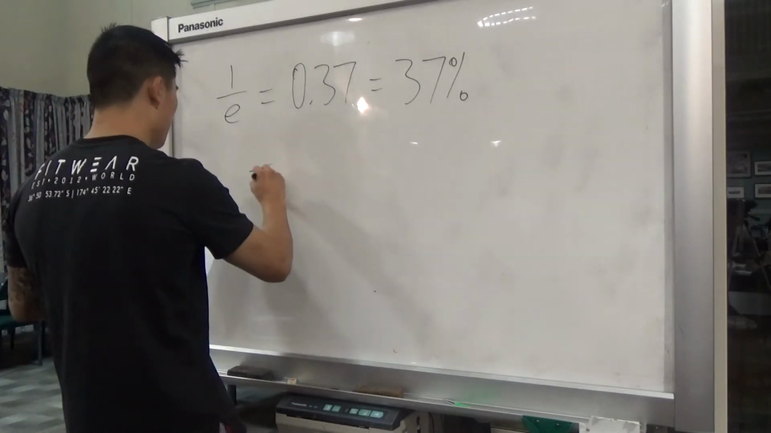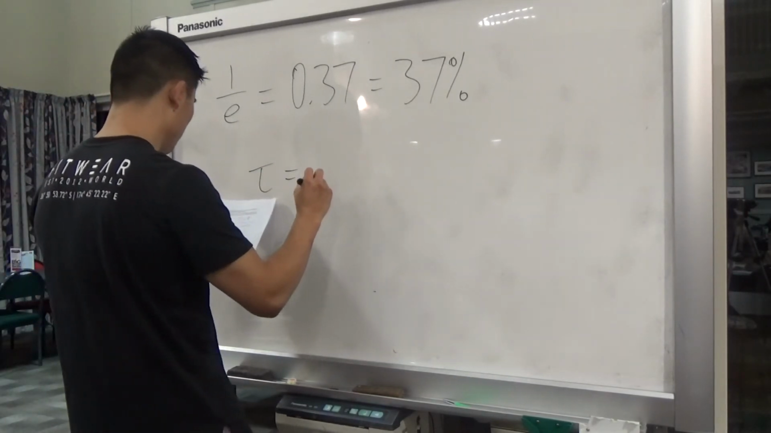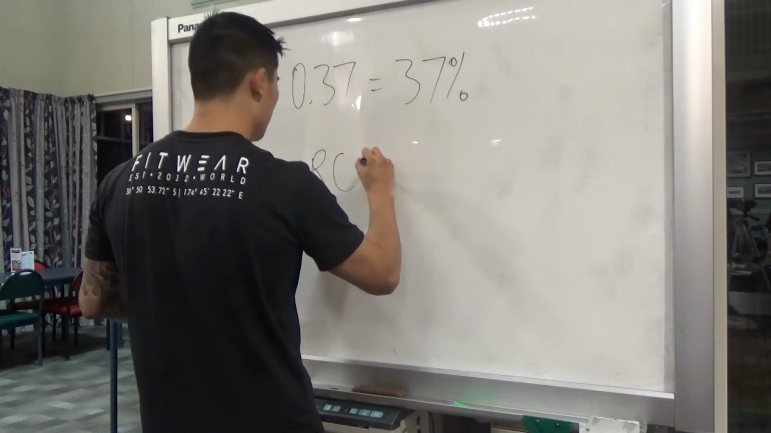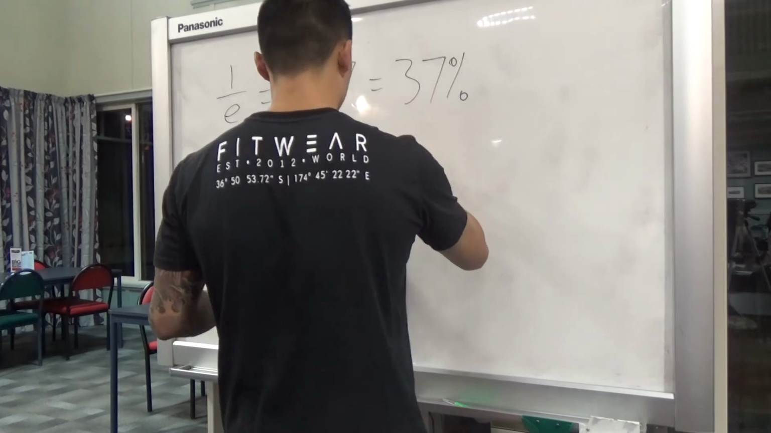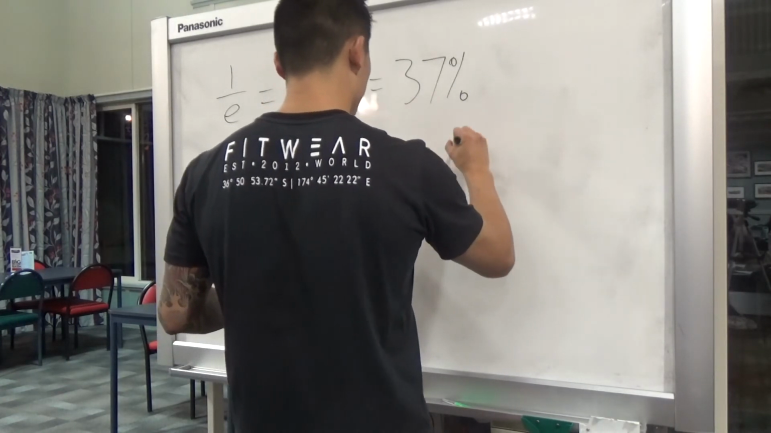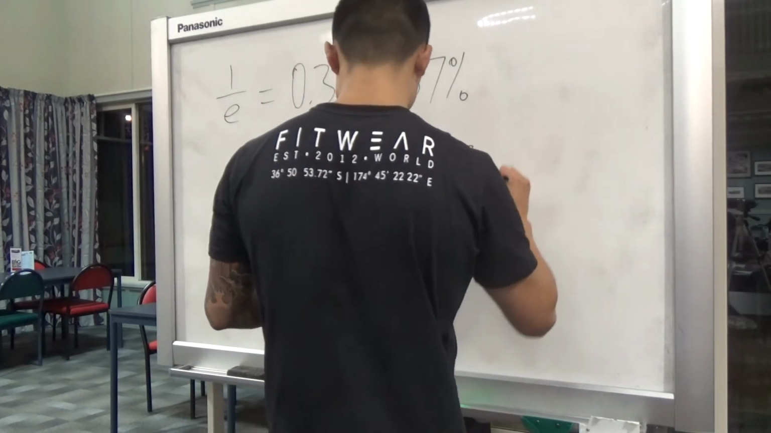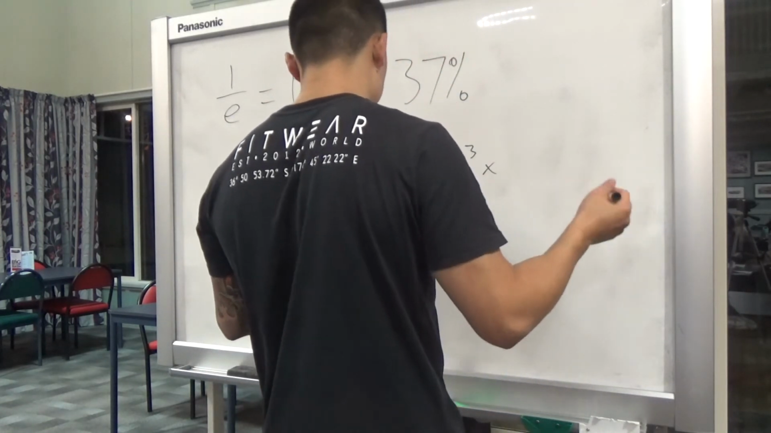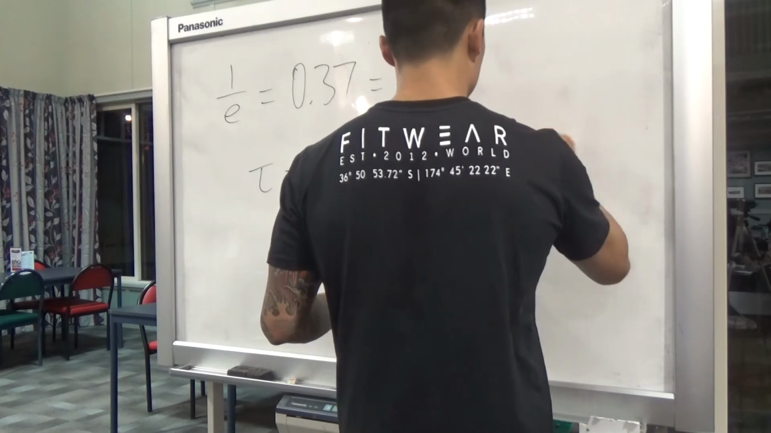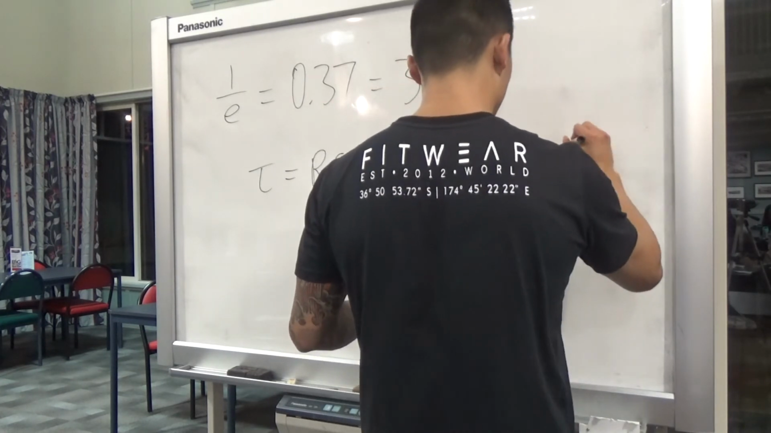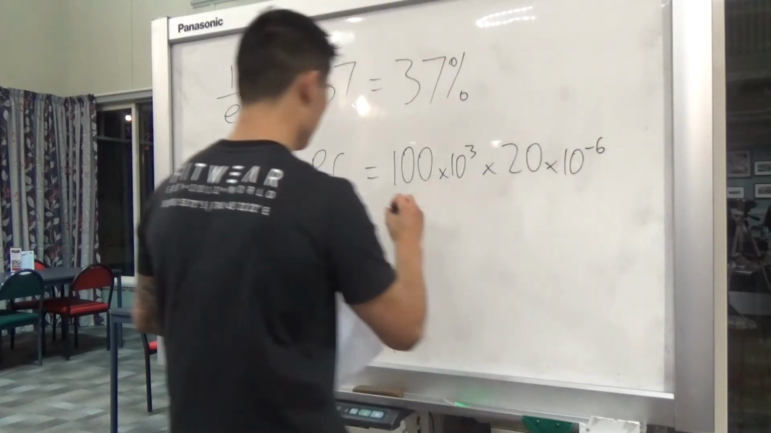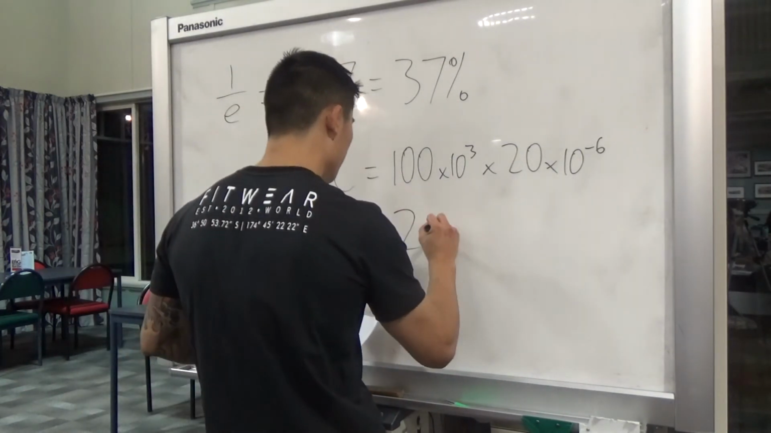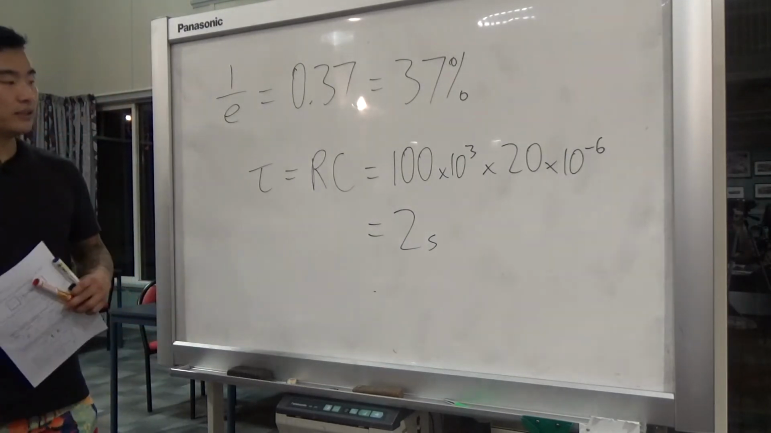So what we need to do is we just need to find one time constant, which is RC. So resistance is 100,000, so 100 times 10 to the 3, times our capacitance, which is 20 microfarads. So micro is 10 to the negative 6. And that will give you 2 seconds.